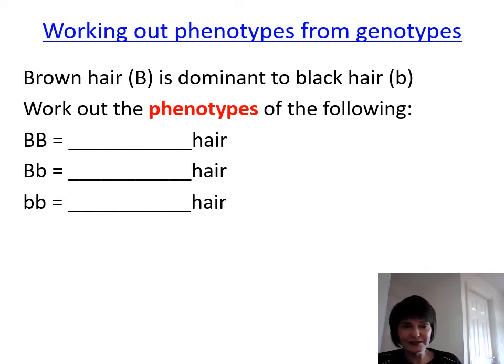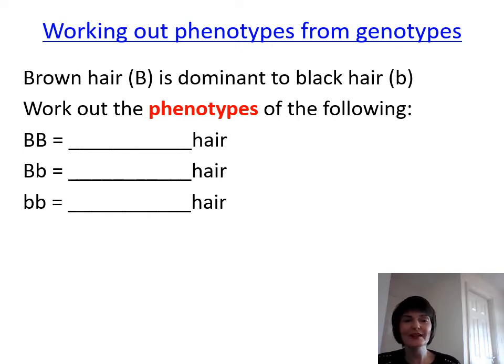Going on to the last one, small b. So I'm again back to being true breeding because I've got two alleles that are the same. I'm also homozygous recessive because I am small b. But again, I'm asking you my phenotype. So I don't have any dominant alleles. So that's correct. I would have black hair.